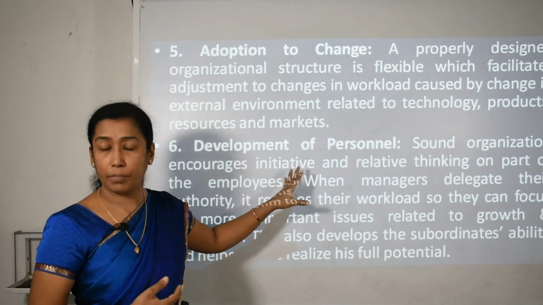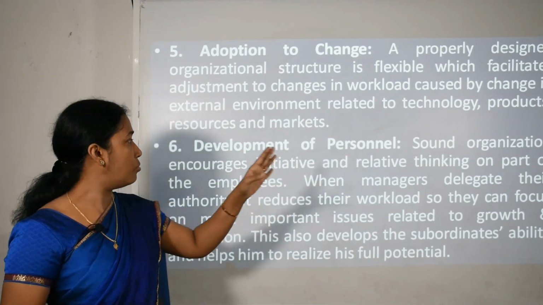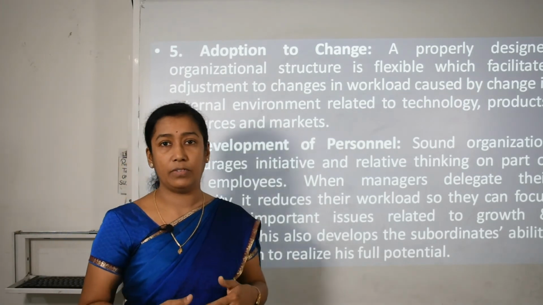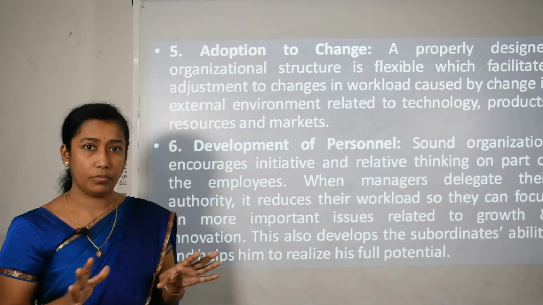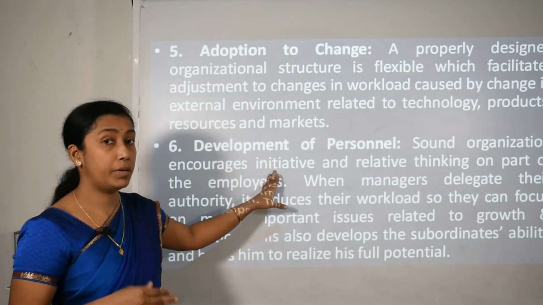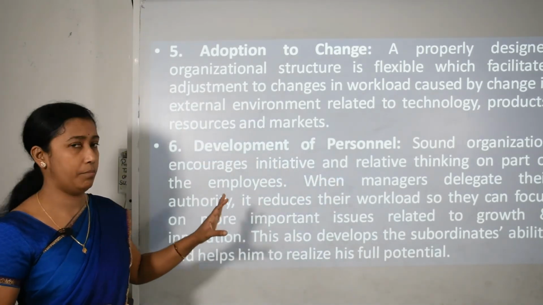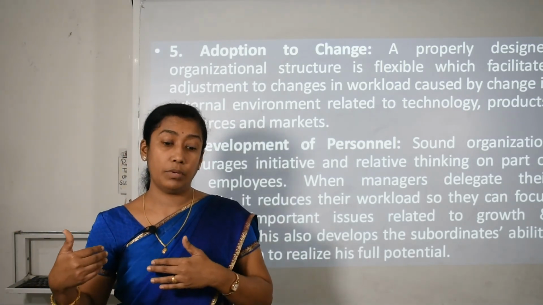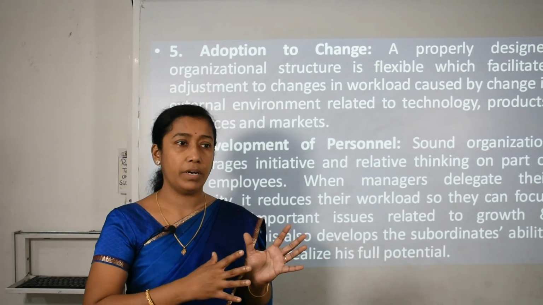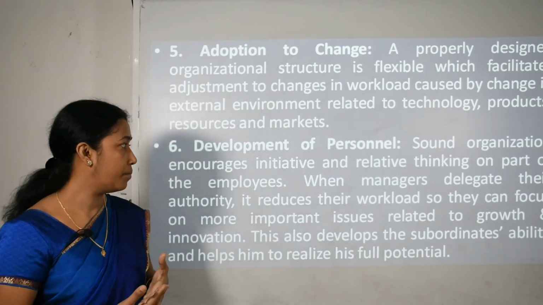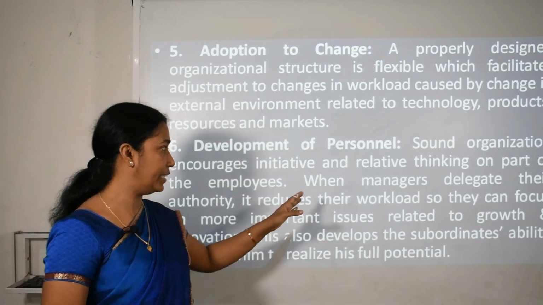Sixth is development of personnel. Now here personnel means employees. So a sound organization encourages initiative. That means when the organizational structure is very sound, well planned, with better administration, then it brings out initiative and creative thinking on the part of the employees. That means the employees take initiative in bringing out certain changes, in bringing out creativity, their own skill, and which brings specialization, and the work could be done very effectively.